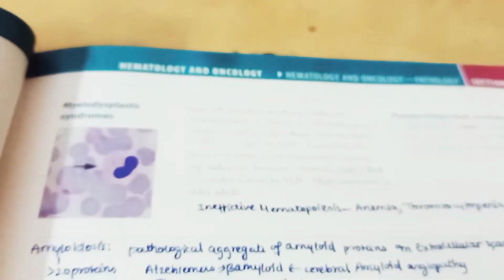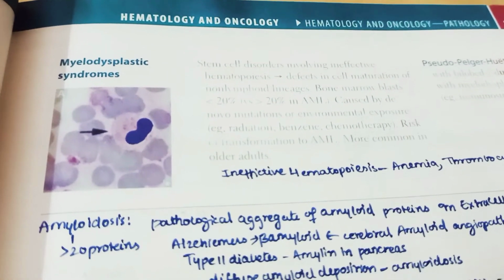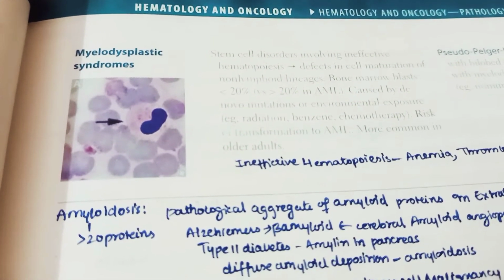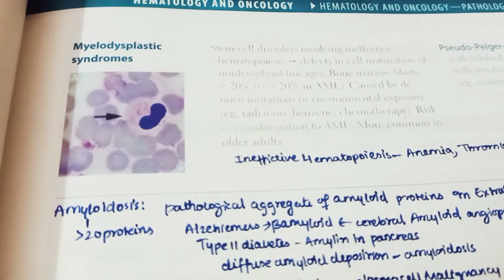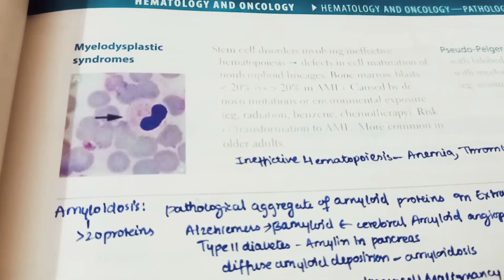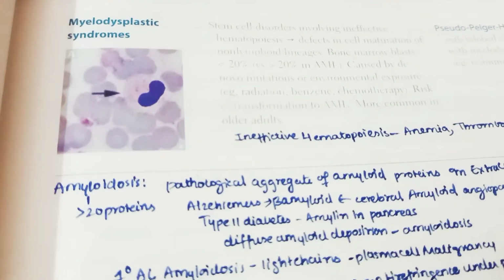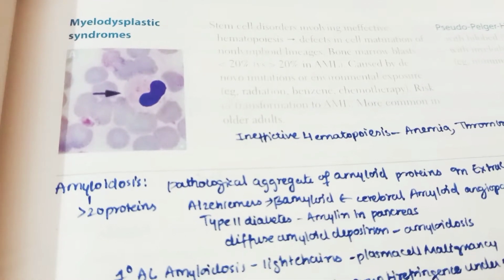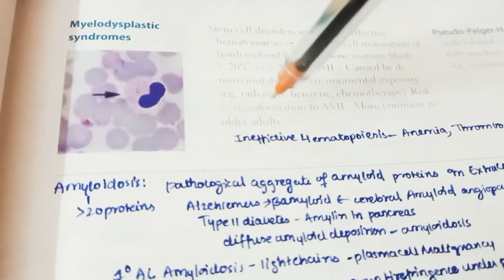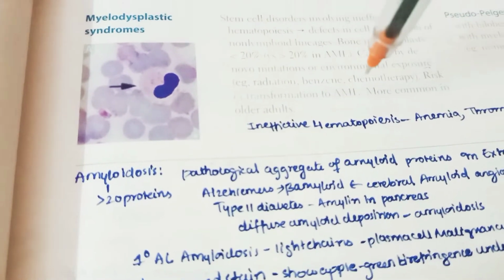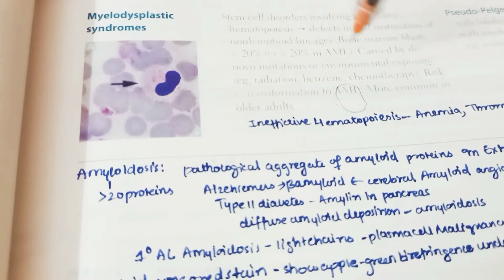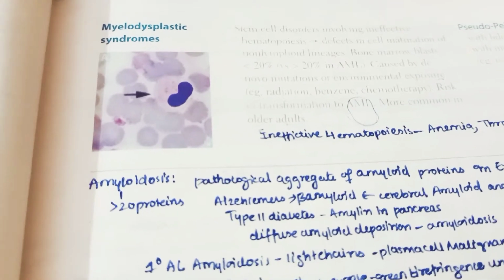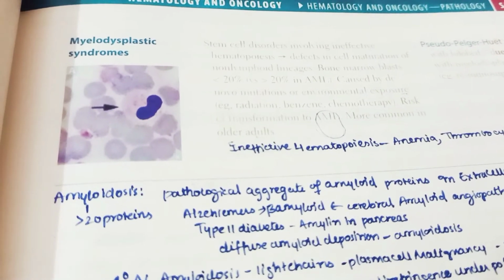Now coming to myelodysplastic syndrome. Myelodysplastic syndrome is actually a stem cell disorder involving ineffective hematopoiesis. Here there is not proper hematopoiesis, a defect in cell maturation of non-lymphoid lineage, so bone marrow blasts will be less than 20%. Okay, it is caused by de novo mutations, environmental exposure like radiation, benzene, chemotherapy. Risk of transformation to acute myeloid leukemia, more common in older adults. So actually this has a chance to convert into acute myeloid leukemia. We'll discuss leukemias in next videos.